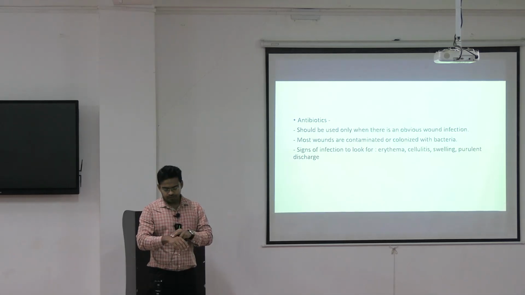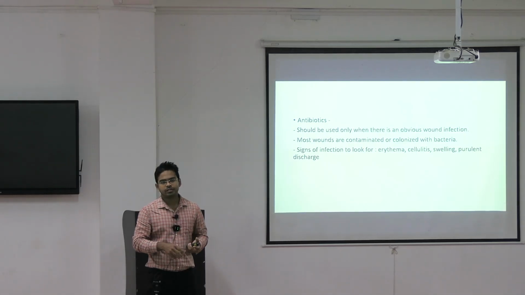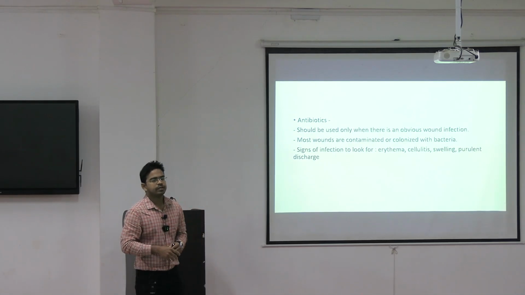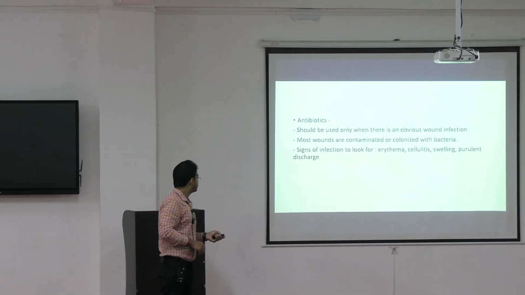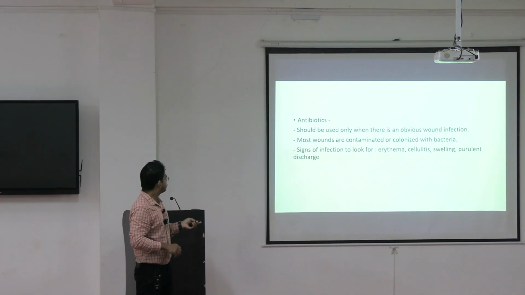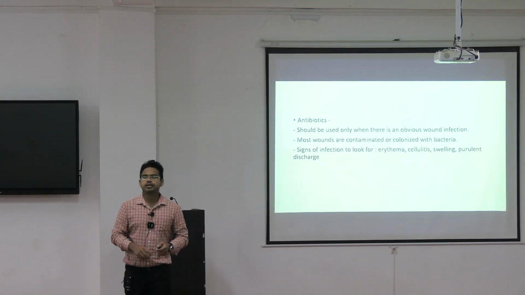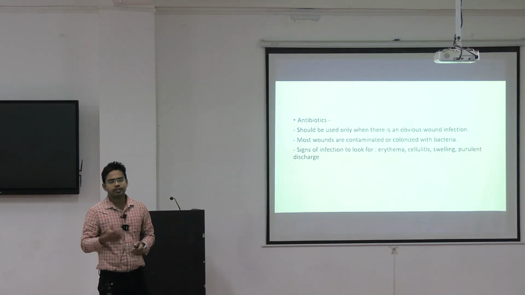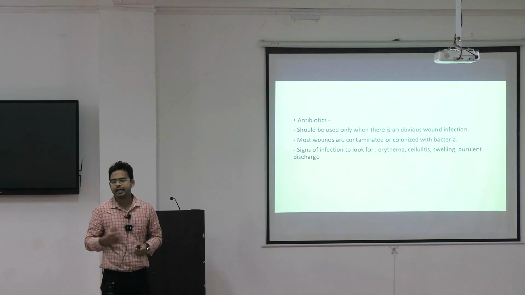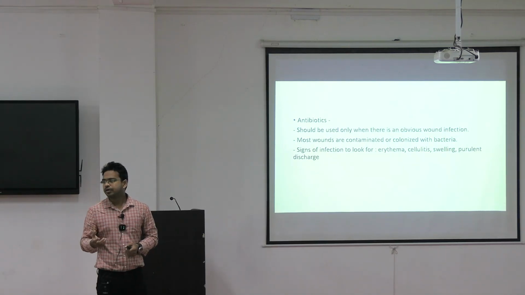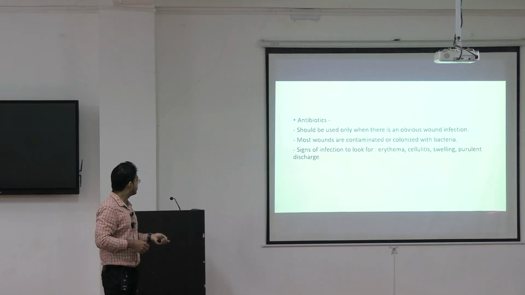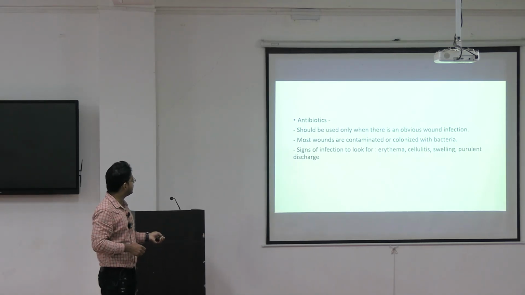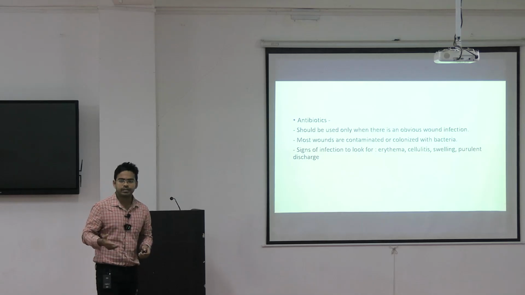Or if there is surrounding erythema or pus that is already present. So in all those cases, we need to give antibiotics. As you have studied in pathology, the signs of inflammation are erythema, pain, loss of function, and all those things will also apply to a wound here. So you will look for all these things. All these will indicate that the wound has been infected.